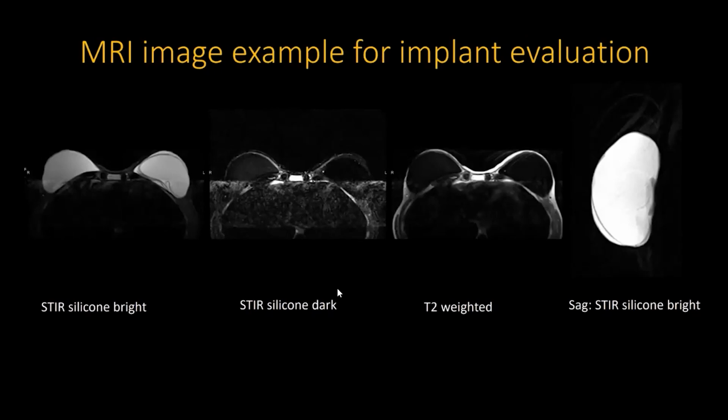Here are the imaging examples for implant evaluation on MRI. Here's the STIR imaging for silicone bright. You can see that the silicone is very bright. And this is a silicone saturated imaging, silicone is dark. And this is a T2 weighted imaging. And this is a sagittal imaging over here. And the silicone is bright.